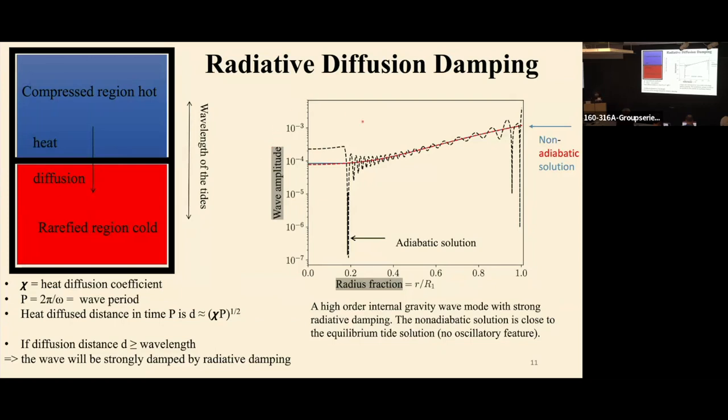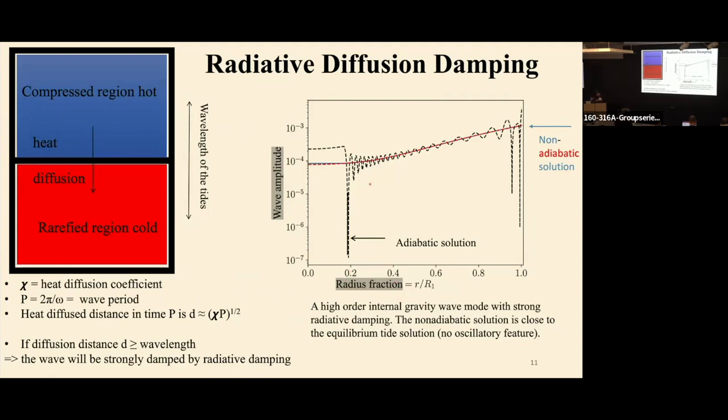So on this plot, I'm just trying to give you a real idea of how radiative damping can cancel the wave-like response. The black dashed line represents the adiabatic solution, which means we don't take radiative diffusion damping into account. Sorry, on this plot I'm showing the wave amplitude of an excited high-order g mode, or internal gravity wave, as a function of fractional radius.